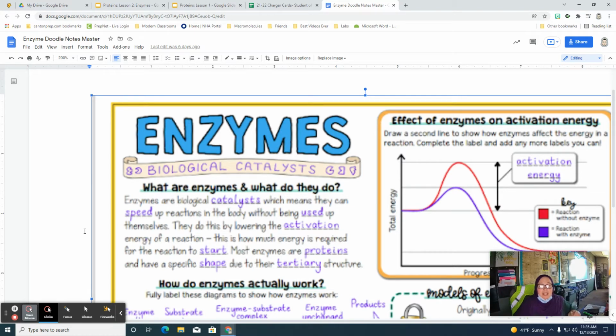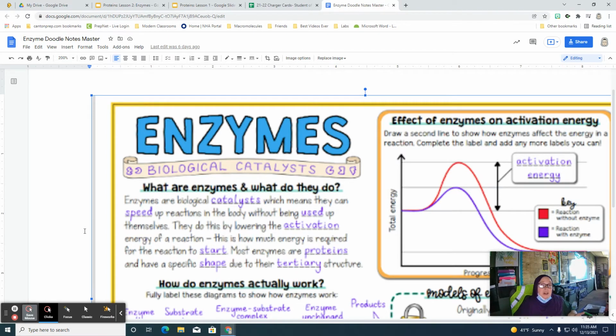So what are enzymes? Most enzymes are proteins that have a specific shape due to their tertiary structure. So for every chemical reaction that happens inside of our body due to an enzyme, there is a special enzyme for that purpose. One enzyme does one purpose and its shape will not allow it to do anything else.